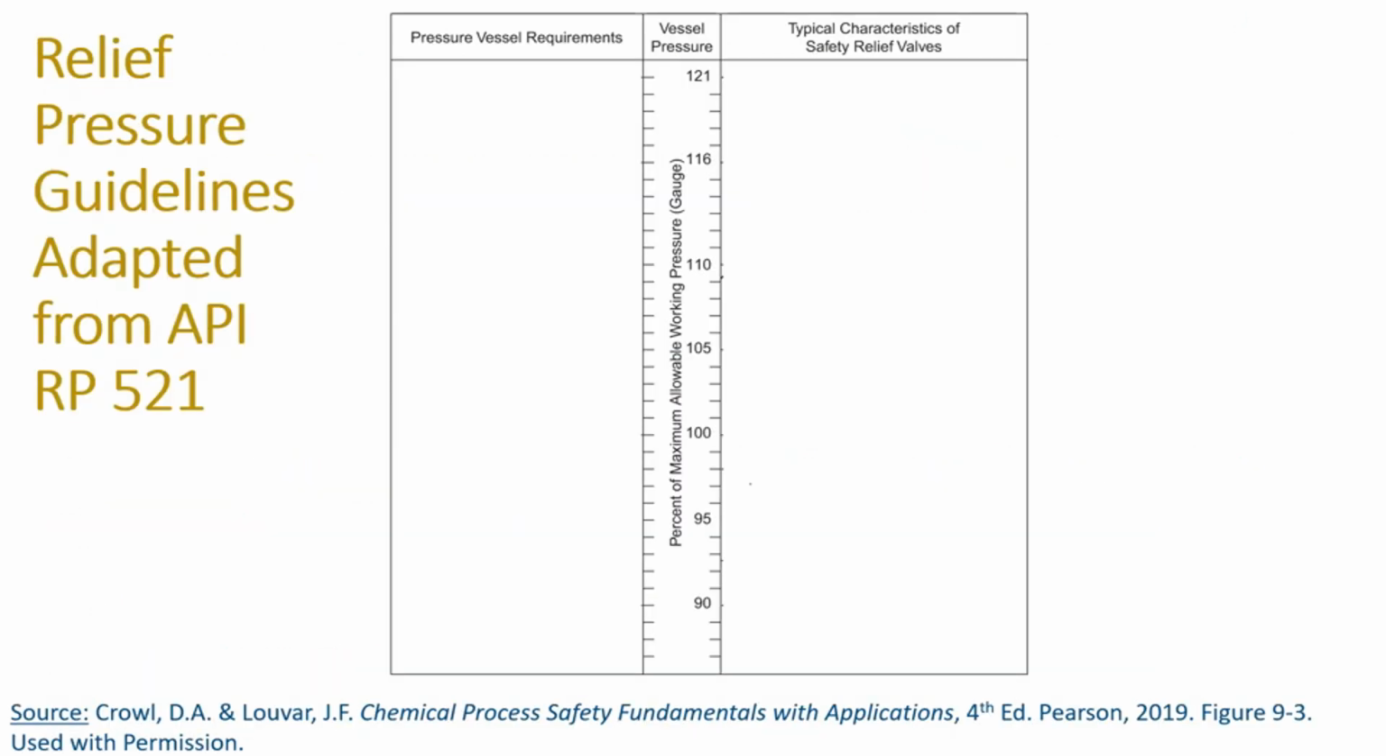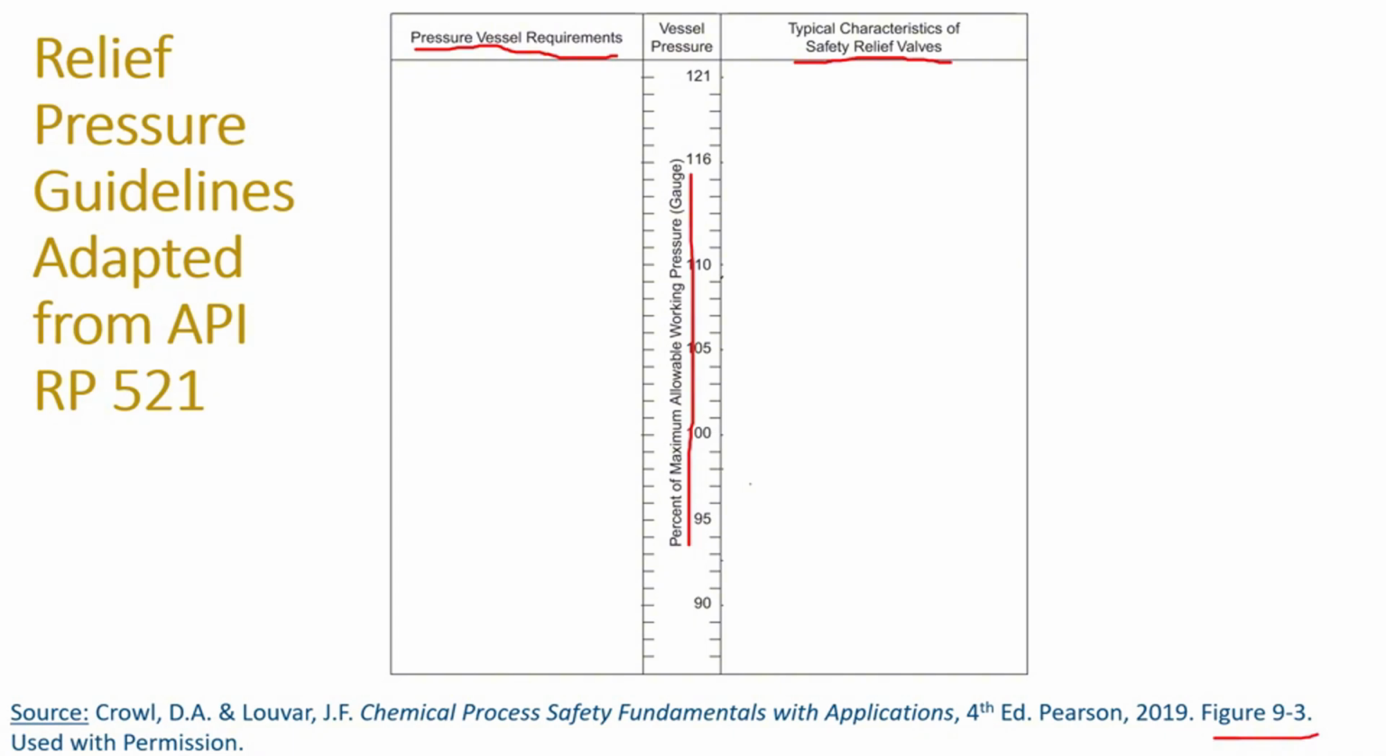Here we're going to look at relief pressure guidelines adapted from API Recommended Practice 521. To visualize this, we're going to look at figure 9.3 from the Crowl and Louvar process safety textbook. In this figure, note that on the left-hand side, we have requirements of the pressure vessel. And on the right-hand side, we have corresponding typical characteristics for safety relief valves. In the middle, we have pressure expressed as the percentage of the maximum allowable working pressure in gauge units.